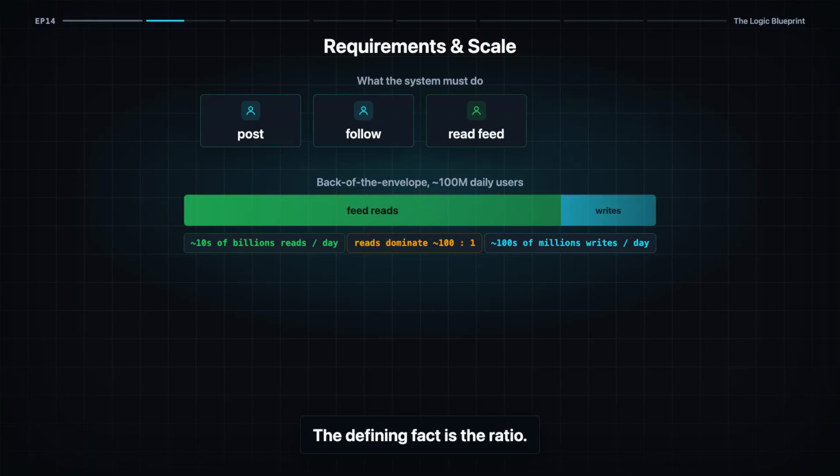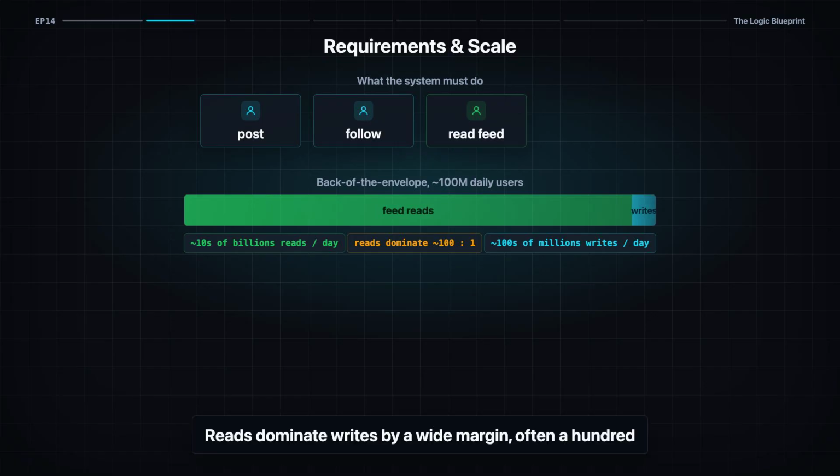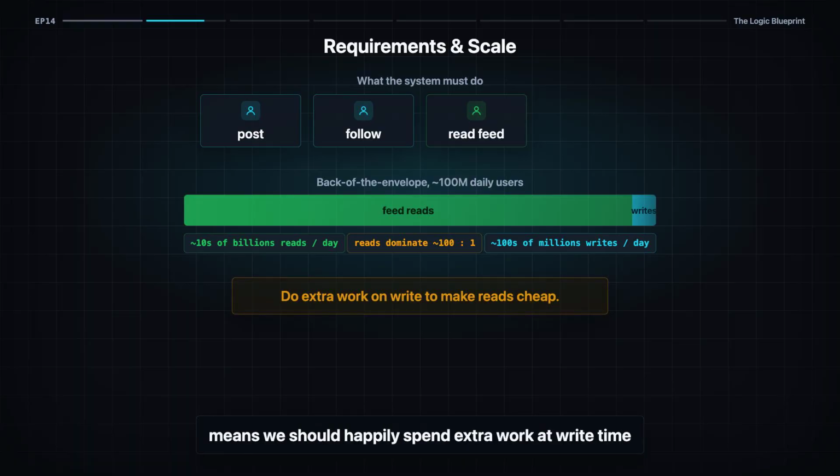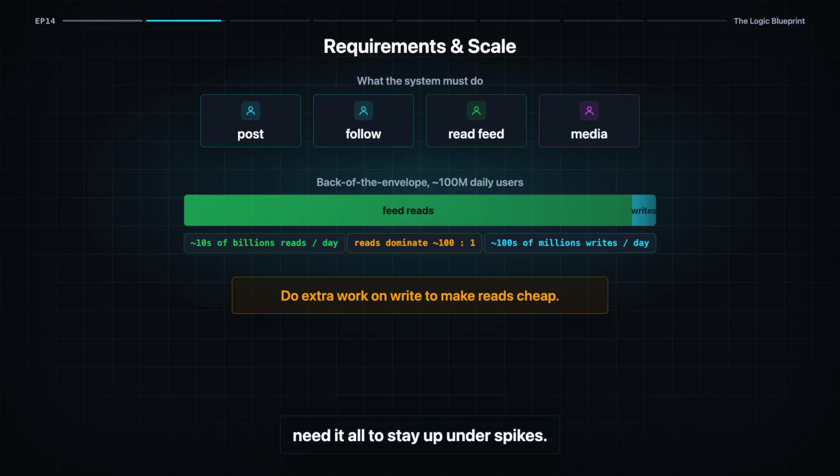The defining fact is the ratio. People read feeds far more often than they post. Reads dominate writes by a wide margin, often 100 to 1 or more. That single observation shapes everything, because it means we should happily spend extra work at write time if it makes the common read path cheap and fast. We also need media, like images and video, and we need it all to stay up under spikes.